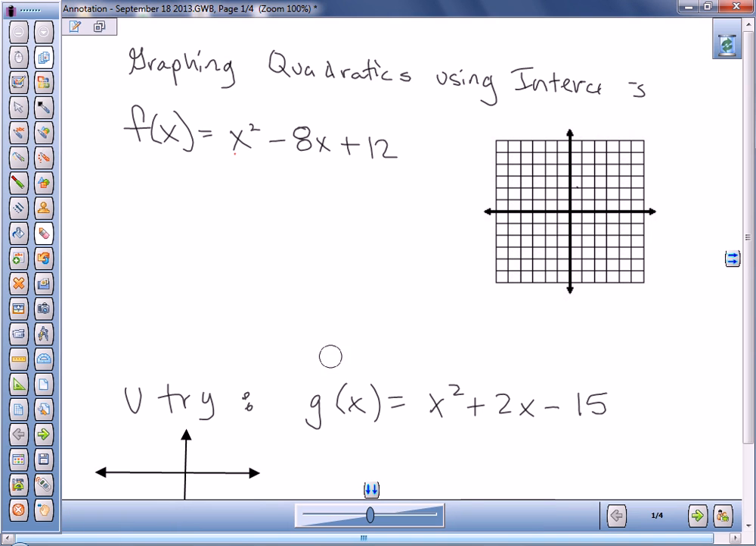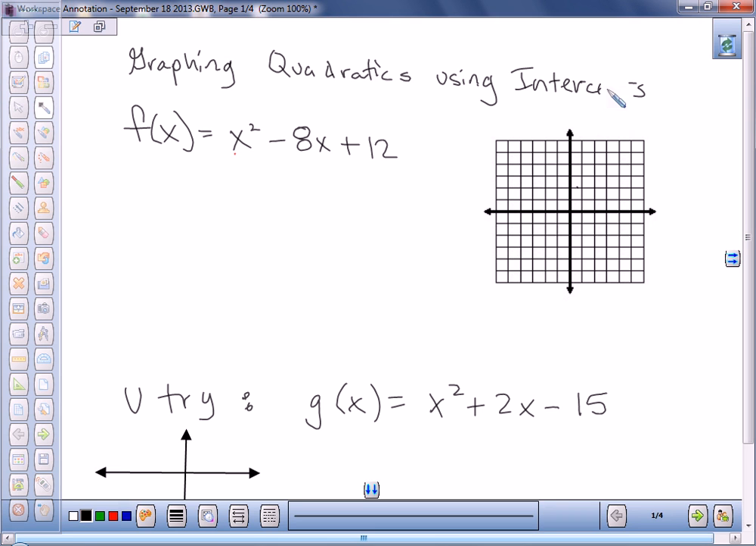Okay. All right, so today we're going to look at another method. It looks like I erased too much earlier. Another method for graphing quadratics, and today we're going to look at it using intercepts. Some textbooks may call this intercept form.